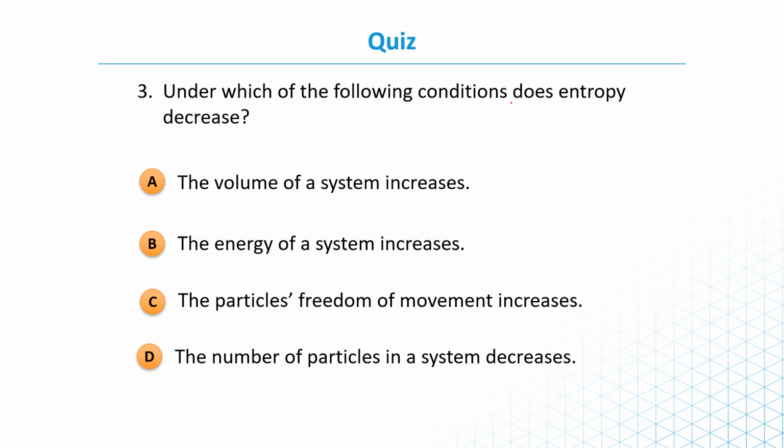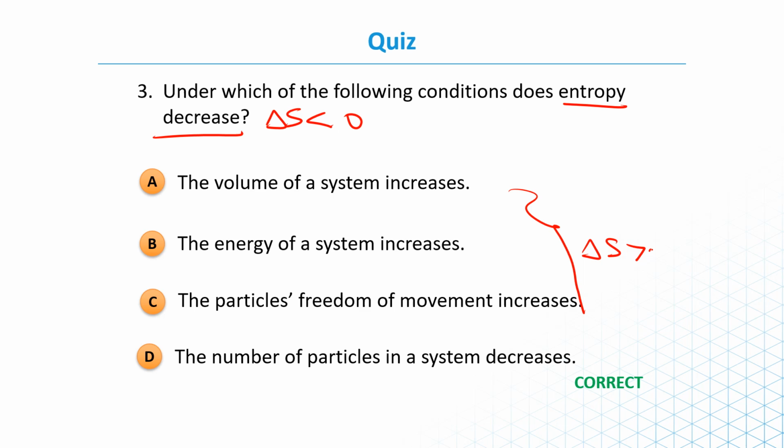Under which of the following conditions does entropy decrease? So delta S less than 0. When the volume increases? No. When the energy increases? No. Both of these will increase entropy. The particle freedom of movement increases? No. The number of particles in the system decreases. That's our correct answer. Because all of these will increase the entropy, and we talked about it in the slides if you go back.